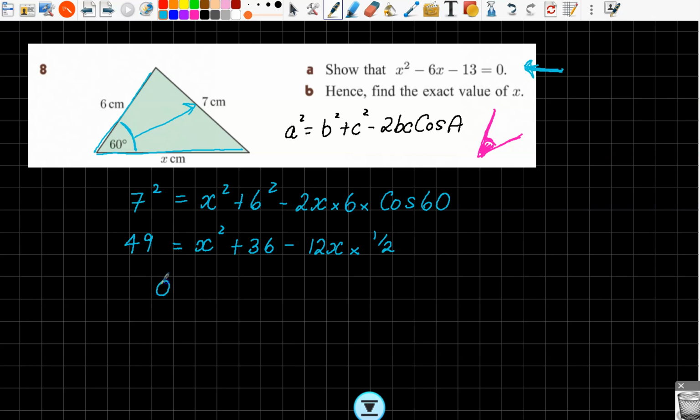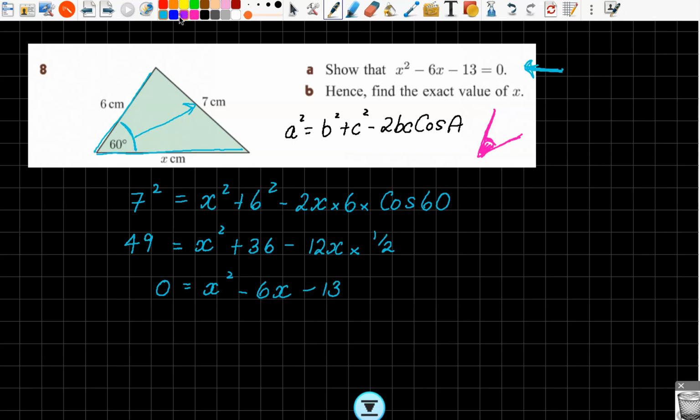So now we put everything on one side. We've got x squared, 12x times a half is 6x, so minus 6x. Okay. And now we put everything on one side. The 49 comes over. What do we think 36 take 49 is? Lo and behold, it is 13. Are we happy with that?